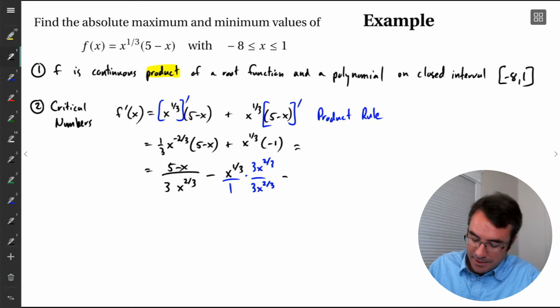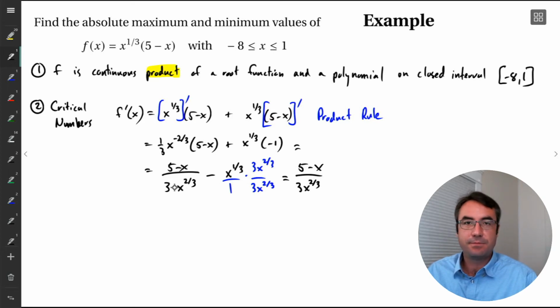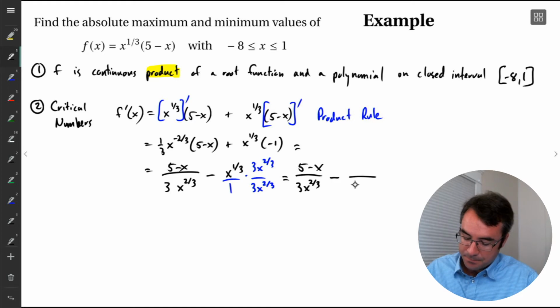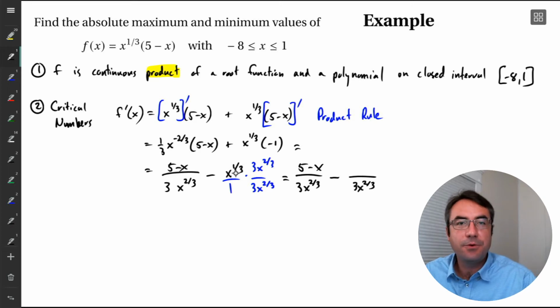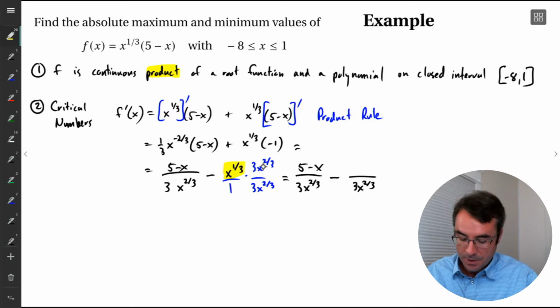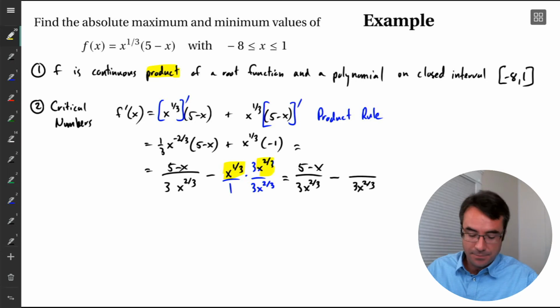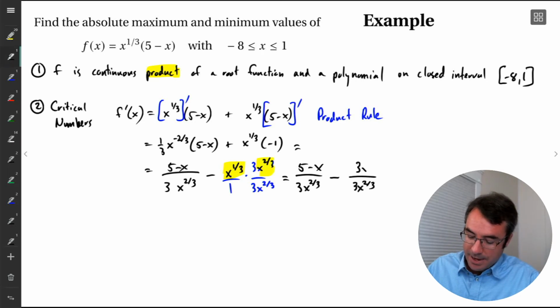And so if we simplify, we're going to have (5 minus x) over 3x raised to the 2/3 power. Nothing happens there. But in the second piece here, we're going to have minus 3x to the 2/3 power in the denominator. But what are we going to have in the numerator? Well, we have x raised to the 1/3. We have x raised to the 2/3, and we're multiplying those together. So we add the exponents. So 1/3 plus 2/3 is 1. So we end up with just a 3x over here.